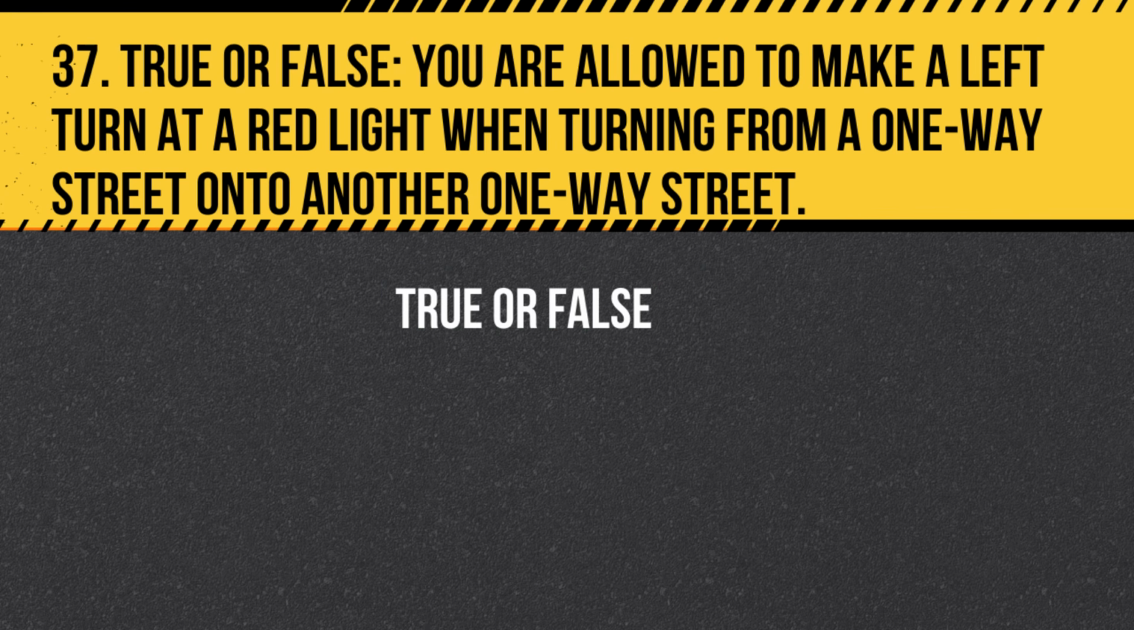Question 37. True or false? You are allowed to make a left turn at a red light when turning from a one-way street onto another one-way street. Answer. True. You are allowed to make a left turn at a red light when turning from a one-way street onto another one-way street, unless a sign specifically prohibits it. You must come to a complete stop and yield to pedestrians and other traffic before turning.